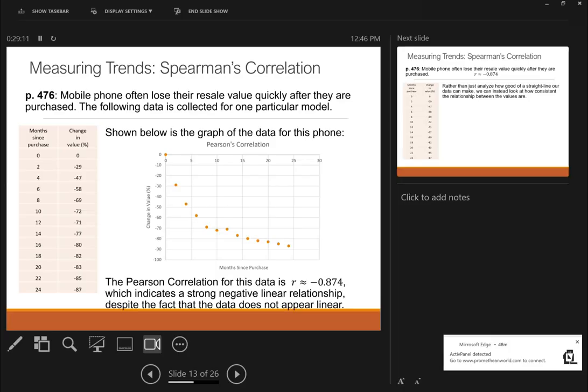So -0.8, sorry, you should have said -0.8 or -0.9. Oopsie. You understood what I meant. So right in there, strong negative linear relationship. I would say this looks exponential to me, though. But the R value is describing a linear relationship, so we'll say that. We're using the R as our criteria.